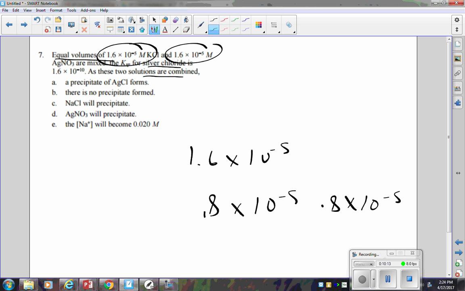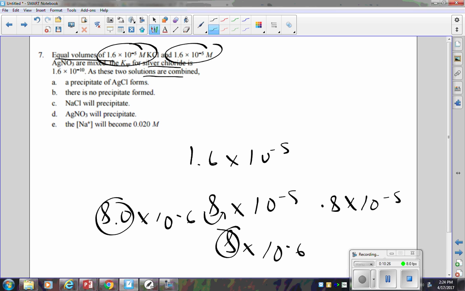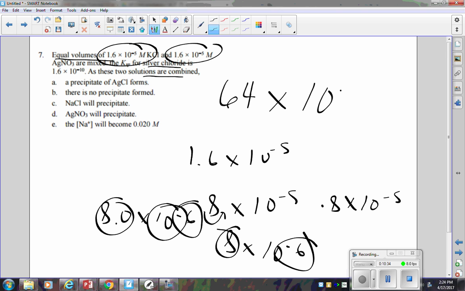So both ion concentrations are going to be 8.0 times 10 to the negative 6, times 8.0 times 10 to the negative 6. What's 8 times 8? 64. And what's negative 6 plus negative 6? So my Q value when I do this, because remember Q is solved the same way as KSP, I'm going to get 10 to the negative 12.